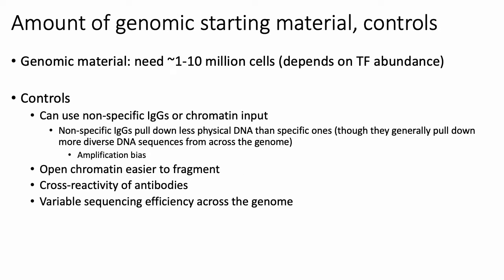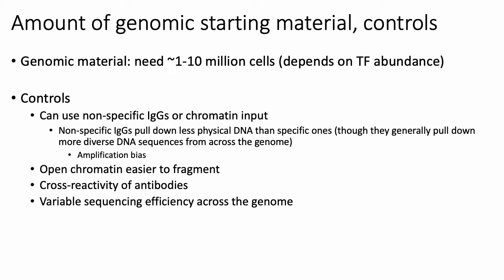Besides the challenge of acquiring a good antibody against your TF of interest, some of the other challenges you typically have to overcome are the amount of genomic material you need to do a ChIP-seq experiment. Depending on the concentration of your transcription factor and how frequently it binds across the genome, you might need on the order of 1 to 10 million cells as input into your ChIP-seq protocol in order to successfully get enough reads to identify the binding sites.